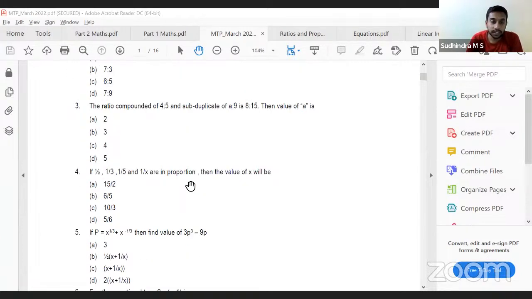Next one. This is a little tricky. P is equal to x to the power of 1/3 plus x to the power of minus 1/3. Find the value of 3p cube minus 9p.